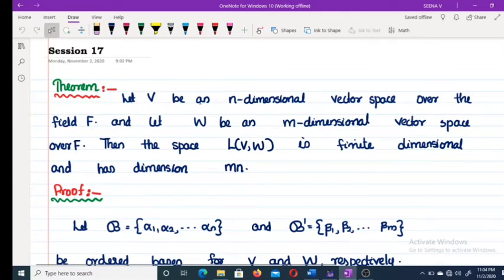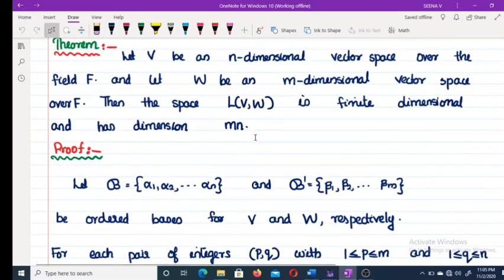Let V be an n-dimensional vector space over the field F, and let W be an m-dimensional vector space over F. Then the space L(V, W) is finite dimensional and has dimension mn. This is one of the most important results. We have to prove that the dimension of L(V, W) is mn. V is of dimension n and W is of dimension m.